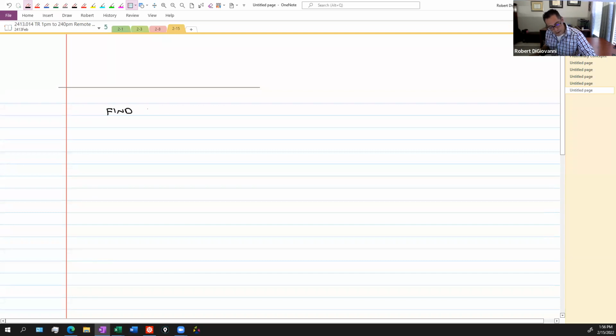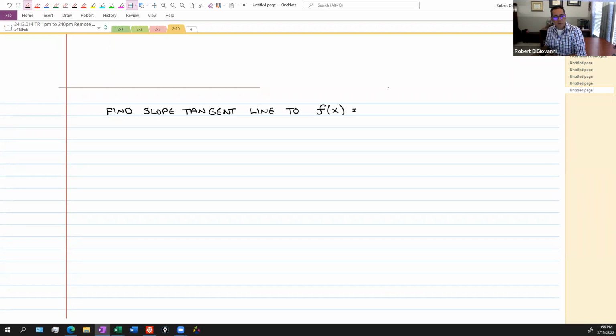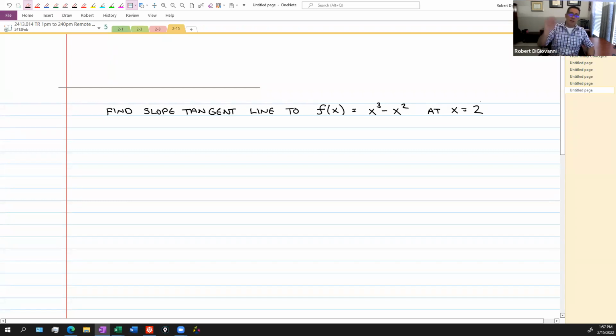Find the slope of the tangent line to f of x equals, all right, how bad do we want to be right now? Do we want to be bad? Let's go with this. x cubed minus x squared at x equals, let's start with 2. I'm actually going to just give you a number. Let's do it at the number first, all right?